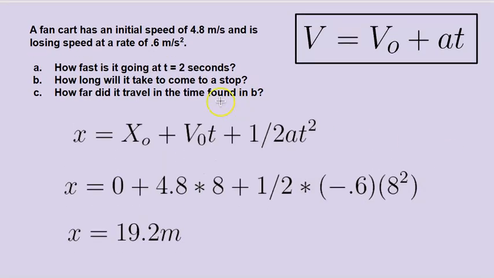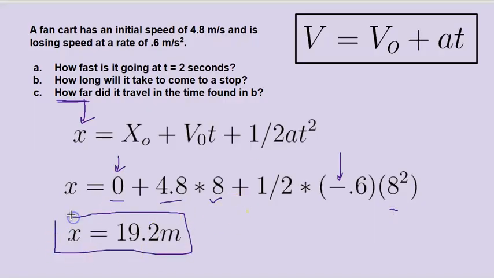Okay, and then how far did it travel? So now we care about location. That is the position function. So plug and chug. Often they don't tell you x naught is 0, so you just have to assume that. V naught was 4.8. We found that the time was 8 seconds. Remember your negative sign. Plug through that, and you get that it went about 20 meters, 19.2 meters.